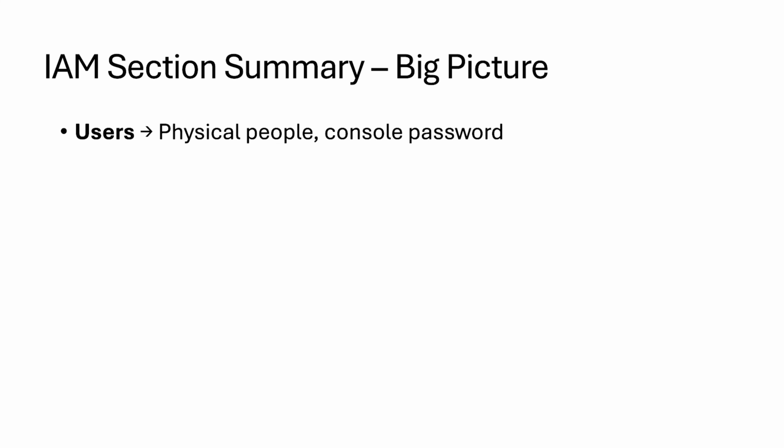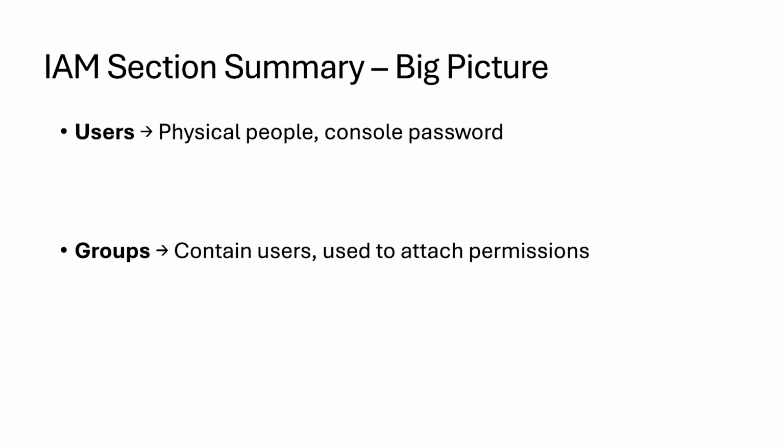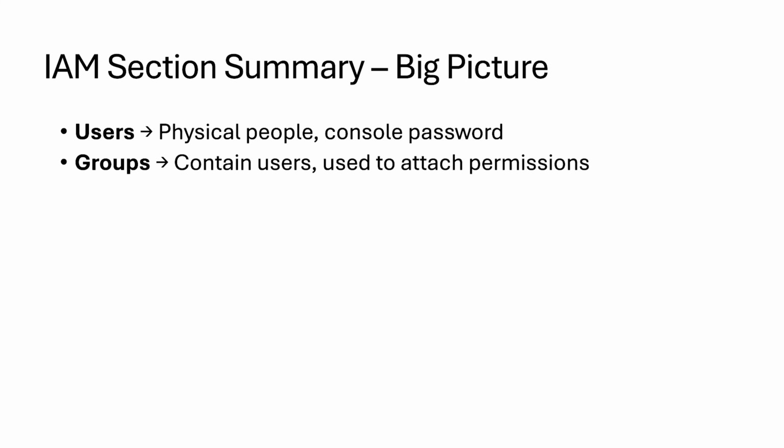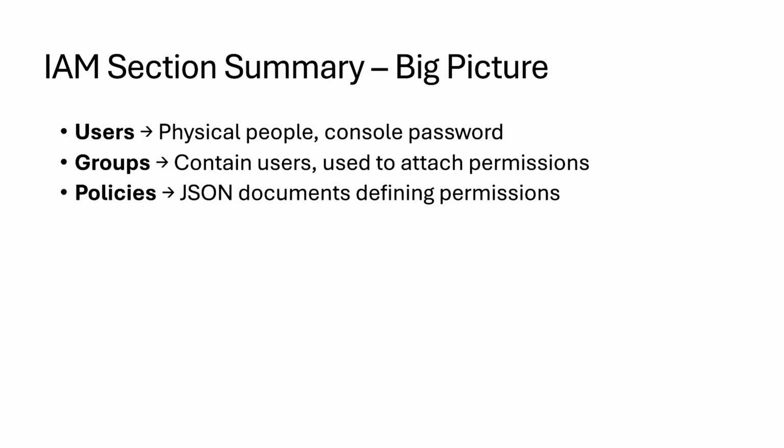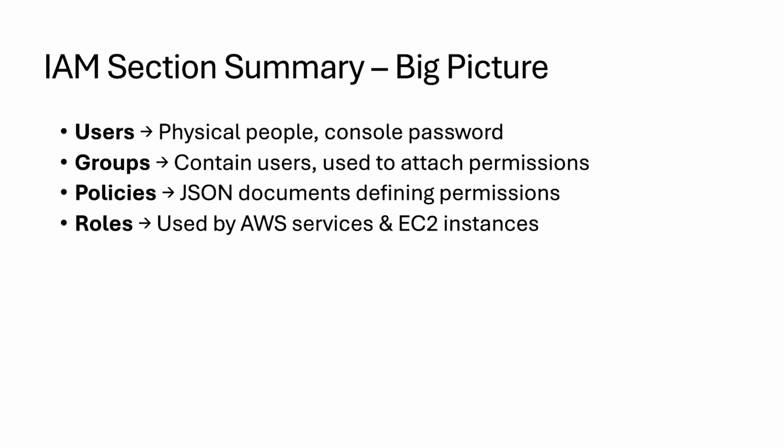Okay, IAM users are actual people who log into the AWS console with a password, and groups contain users and help simplify permissions assignment. Policies are nothing but JSON documents that define allow or deny rules for users. Roles are used when AWS services need to access other services. So for service to service communication, for example, EC2 to S3, EC2 to another EC2, or EC2 to RDS communication, you need a role, right? So roles are used for service to service communication.